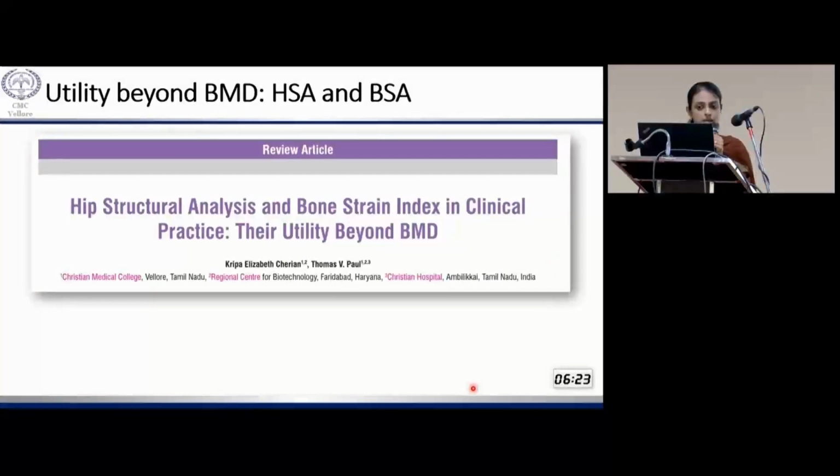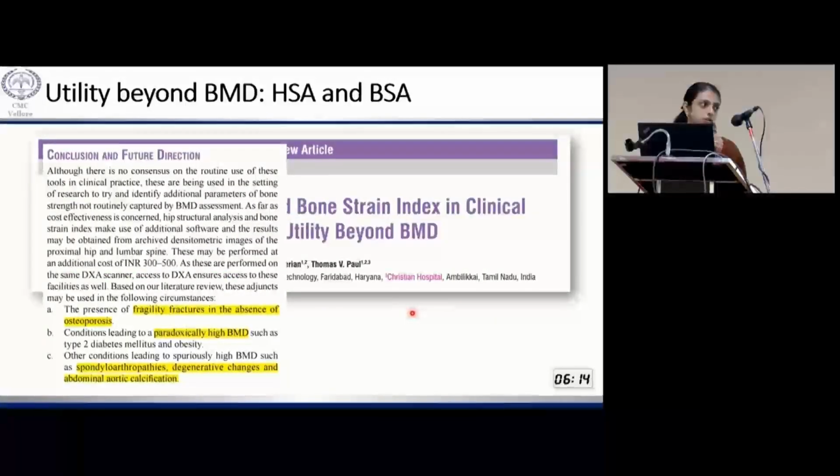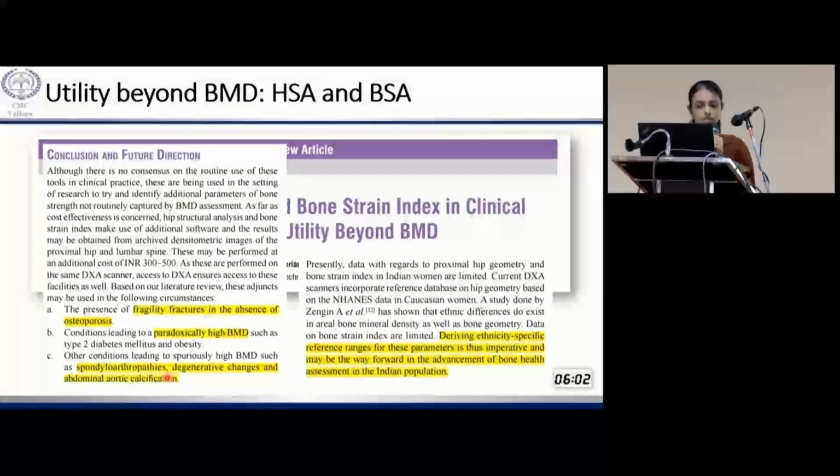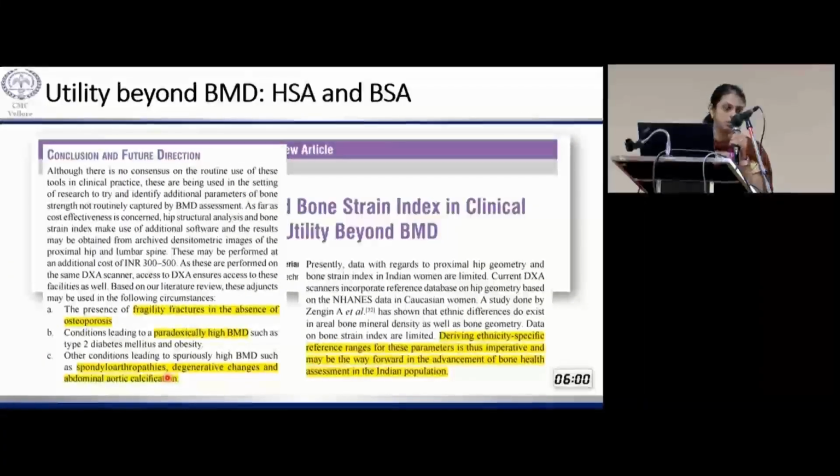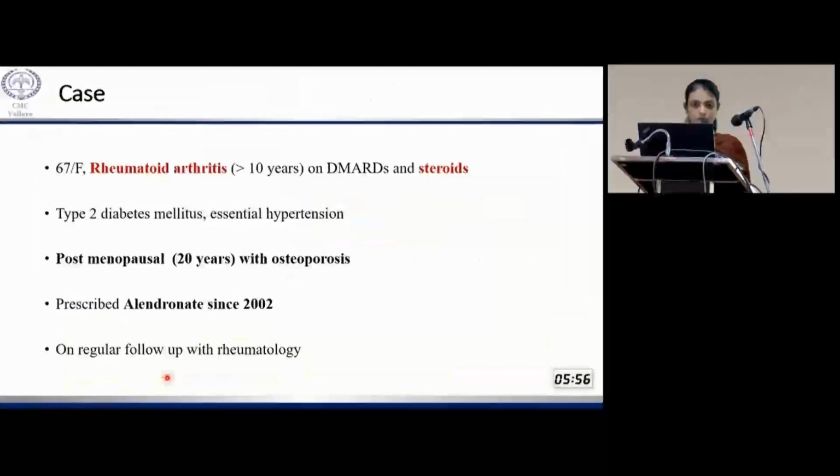This is a soon to be published article which was accepted by the IJM recently, wherein we have highlighted the utility of HSA and BSI in fragility fractures in the absence of osteoporosis, or in conditions that can have a paradoxically high BMD, such as degenerative spine conditions. We don't have ethnicity specific cutoffs for these, and this is something that we are working on.